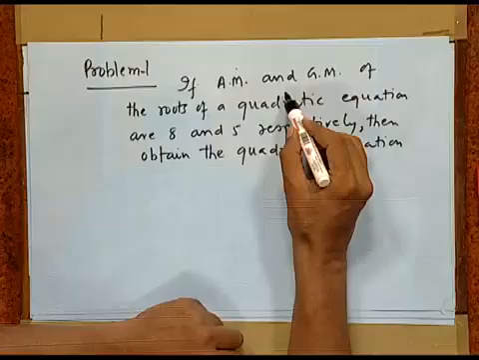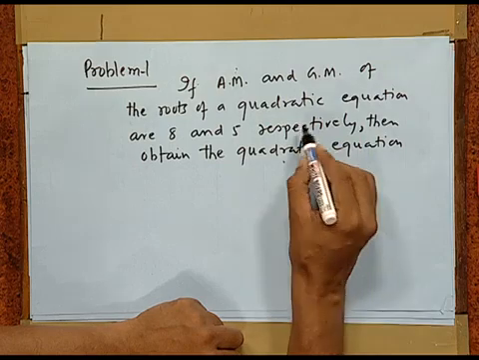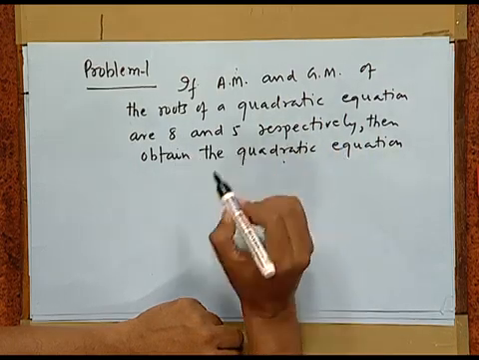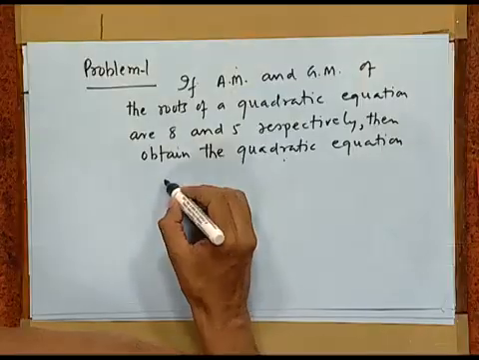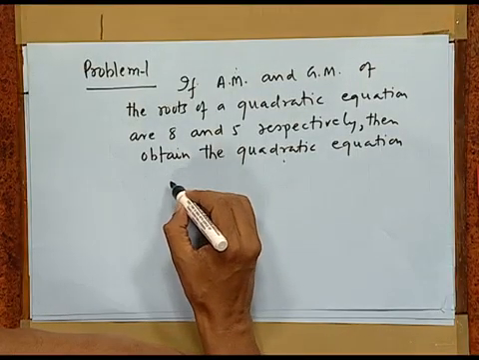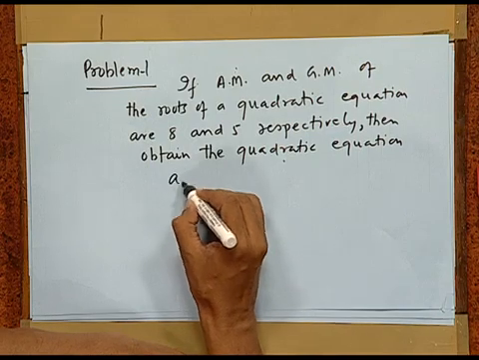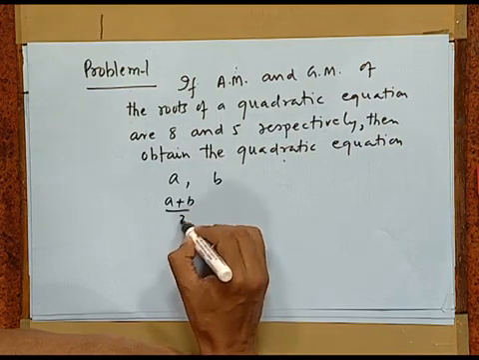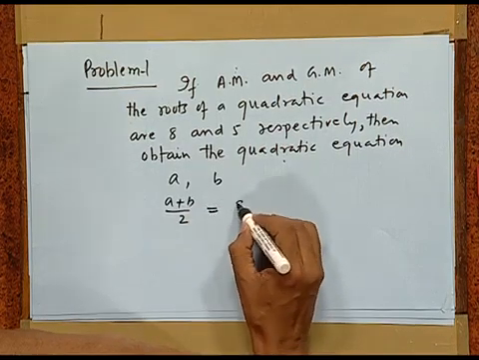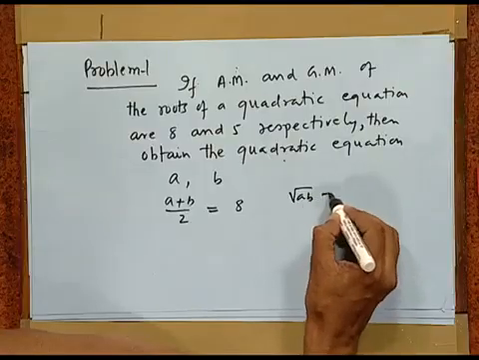If the AM and GM of two roots of a quadratic equation are 8 and 5 respectively, then obtain the quadratic equation. It is a good question because here we are clubbing the concept of quadratic equation with GP and AP. Now, let the two numbers be A and B. So, we have (A plus B) by 2 is equal to 8, and also we have root AB is equal to 5.